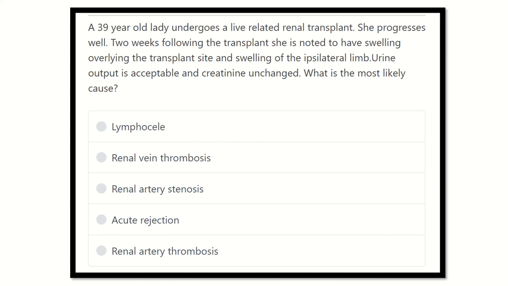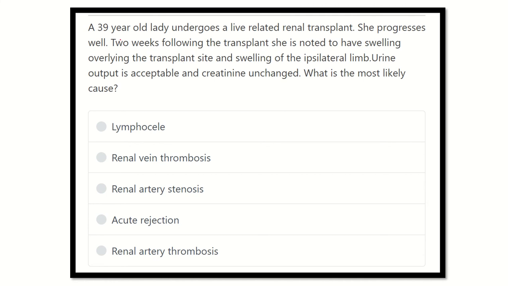So here is the question. A 39 year old lady undergoes a live related renal transplant. She progressed well. 2 weeks following the transplant, she is noted to have swelling overlying the transplant site and swelling of the ipsilateral limb. Urine output is acceptable and creatinine unchanged. Which is the most likely cause?